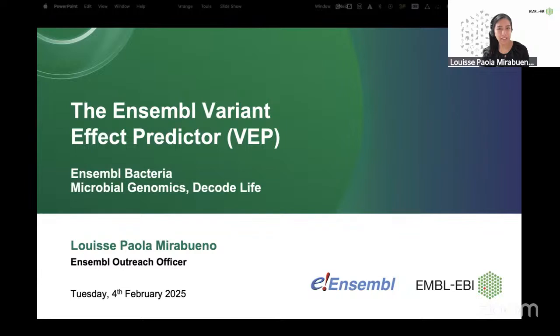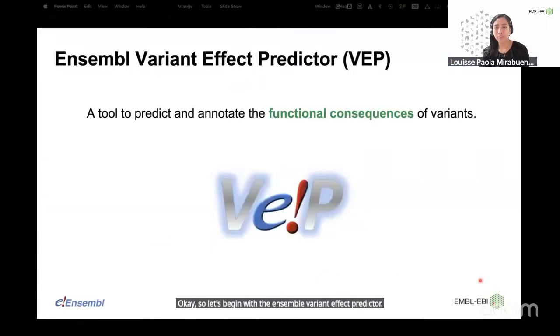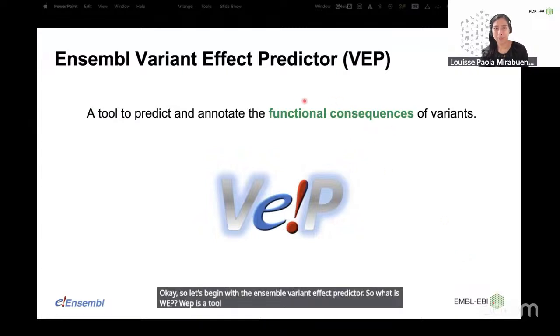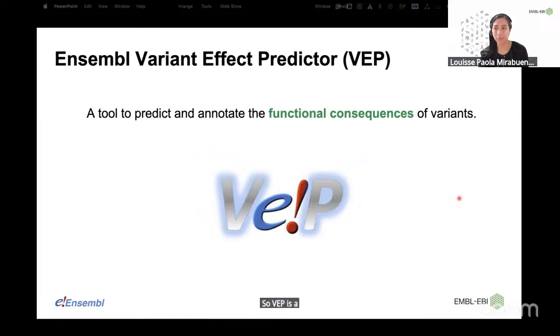Okay, so let's begin with the Ensembl Variant Effect Predictor. So what is VEP? VEP is a tool, VEP is Variant Effect Predictor. I'm just going to call it VEP from now on because it makes it a bit easier to say. So VEP is a tool that you can use to annotate and predict the functional consequences of your own variants.